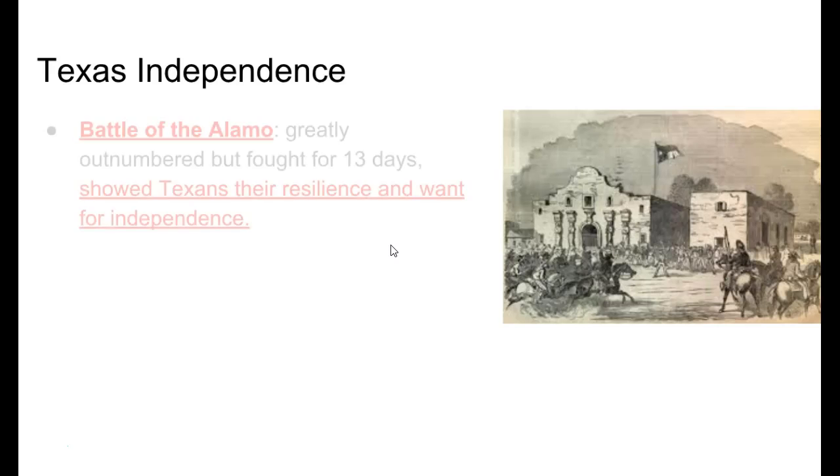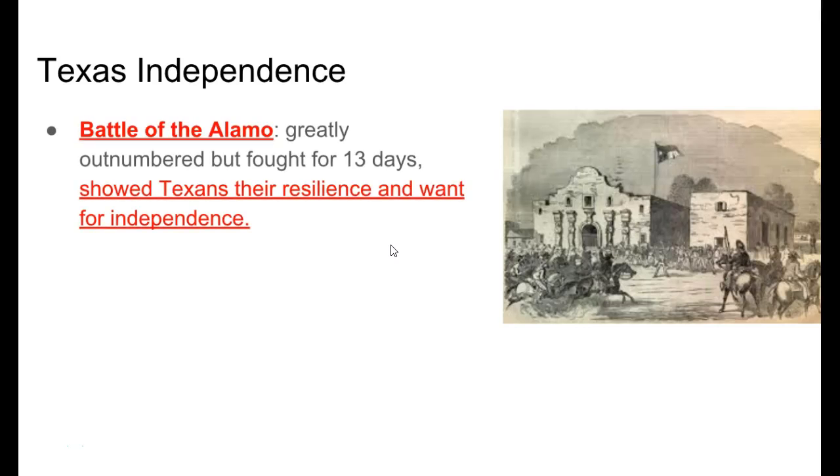So for Texas independence, first we focus on the Battle of the Alamo. This was when the defenders of the Alamo were greatly outnumbered, but they ended up fighting for 13 days before they eventually were surrendered, and most of them were killed. What this showed was that Texans were resilient and they really wanted their independence and were willing to fight for it. So it sent a message to Mexico, which controlled Texas at the time, that they would do what they needed to do to get their independence.